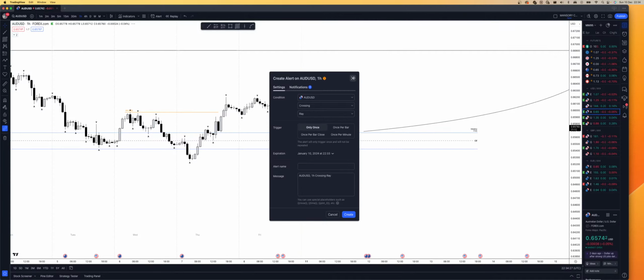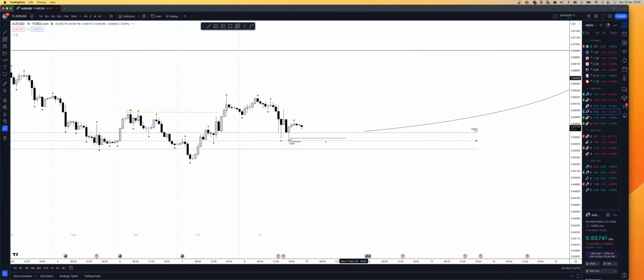Let's see if that works now. If not, I might just close. Oh, okay. I'll set this up once I end the stream. So that's what I'm looking for in Aussie dollar.